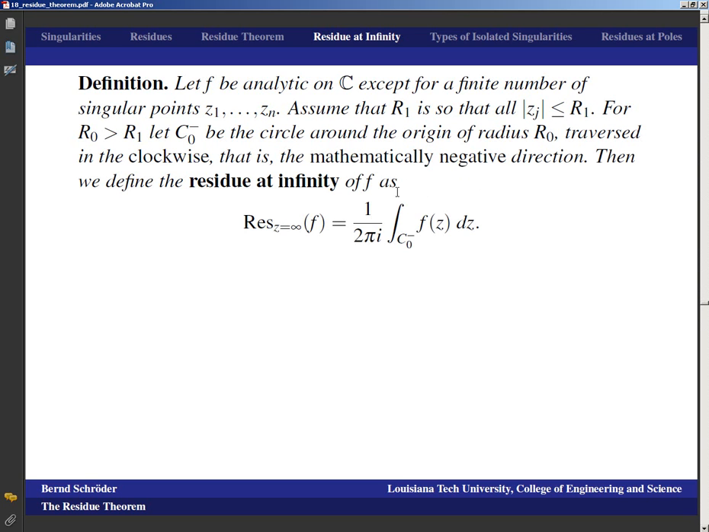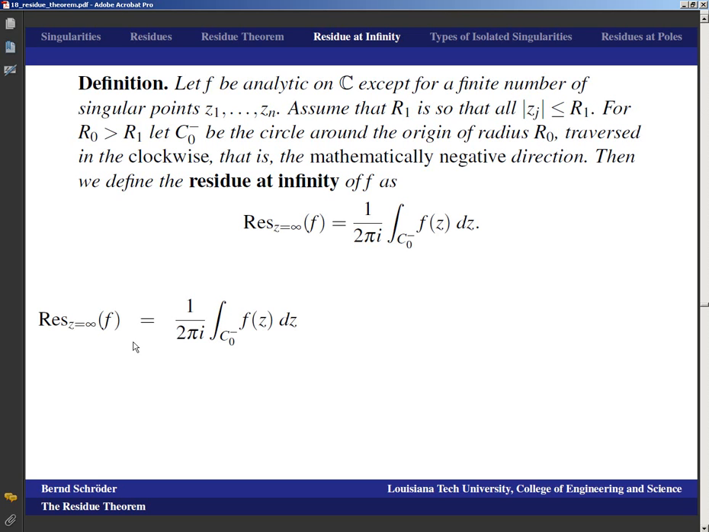Then we define the residue at infinity of f as the residue at z equals infinity of f being 1 over 2 pi i integral C0 minus f of z dz. Well, and you will rightly say, what does that have to do with an integral around a contour that contains everything? Or how does that help? Because after all, this would be the integral that we're interested in, or actually we would be interested in its negative, because we're usually interested in positively oriented contours. Well, let's take a look.